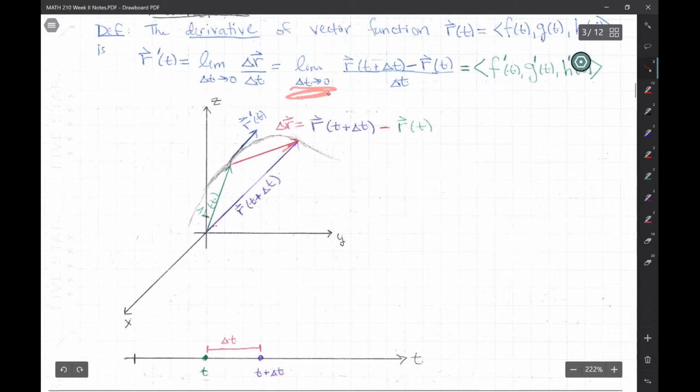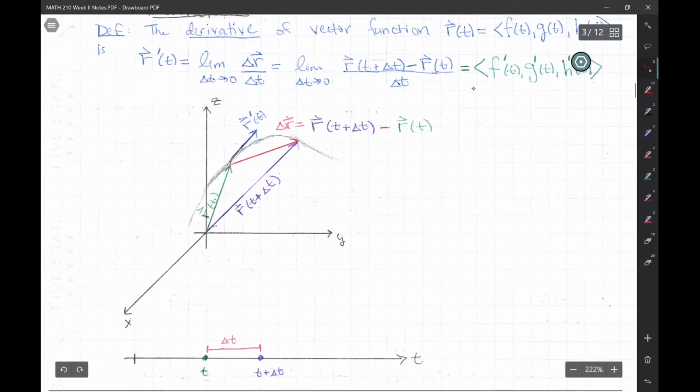Now, what are we doing when we're taking the derivative? We're taking the limit as delta t goes to 0. So as this purple point gets closer and closer to t on the t-axis, we're taking this vector here and dividing it by delta t. What we should get at the end, as we move closer, is a vector that is tangent to the curve and has the magnitude given by this ratio, or rather the magnitude of the ratio.